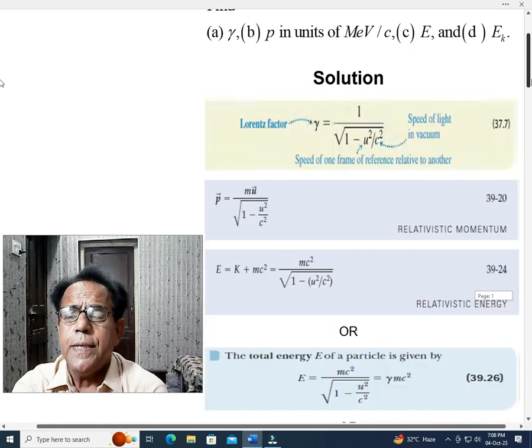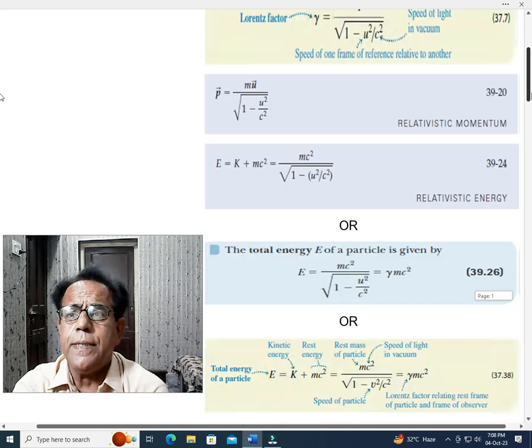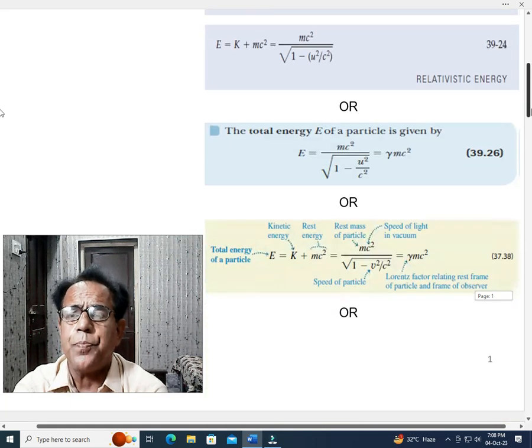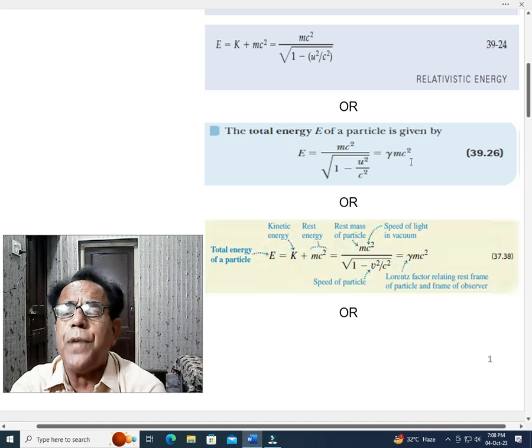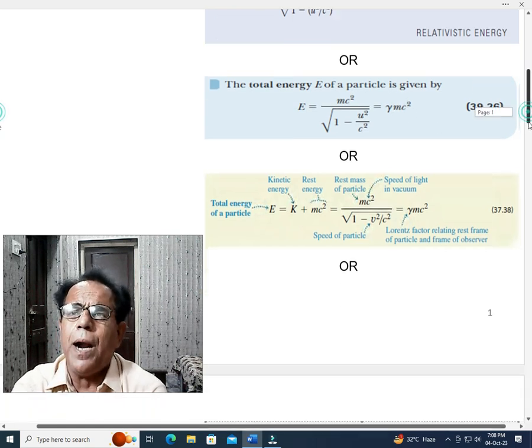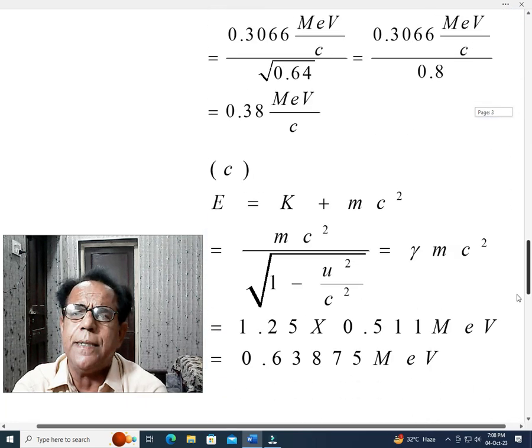These are our snapshots. E is equal to gamma mc square. Here we have found the value of Lorentz factor gamma in part A. Moreover, the value of mc square is given in the statement. So our part C has become quite easy, simple.